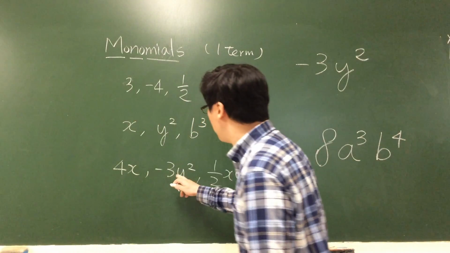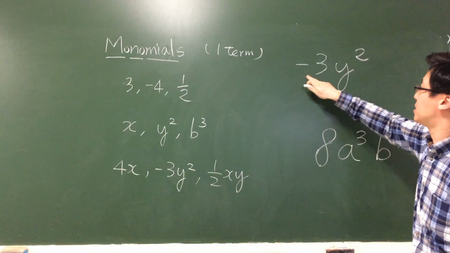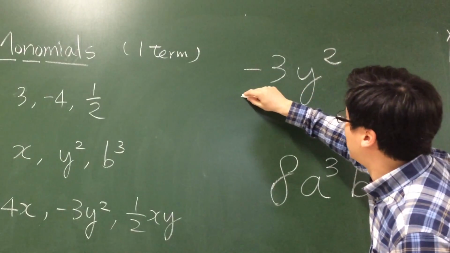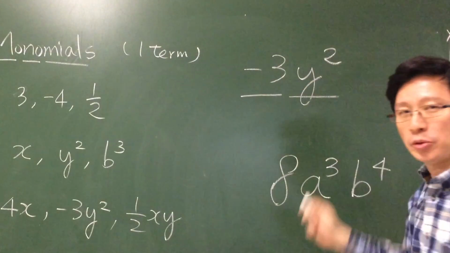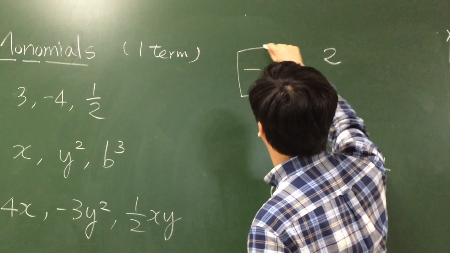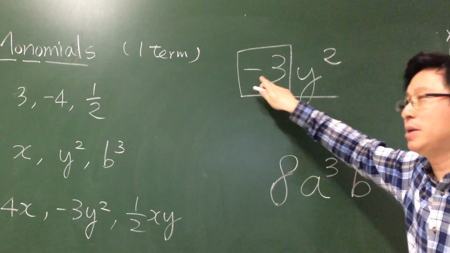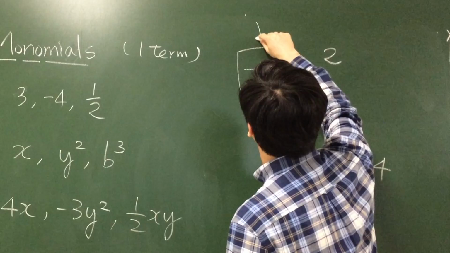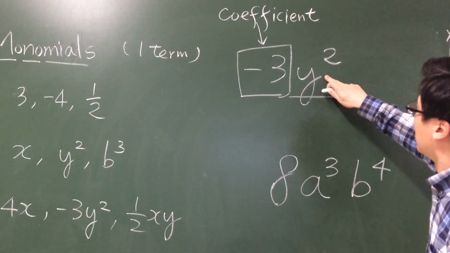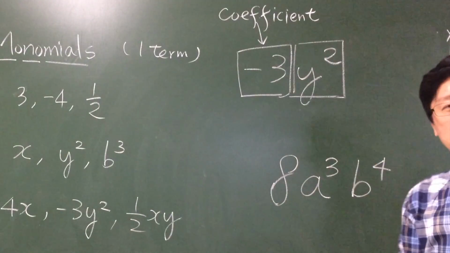And actually, the numbers and the variables, we can separate them like this term. Minus 3 times y squared. We can separate this term into two parts. The first part is just a number, negative 3. So then we include the negative sign or the positive sign before the number. And we call this the coefficient of the term. And the second part will be this y squared.